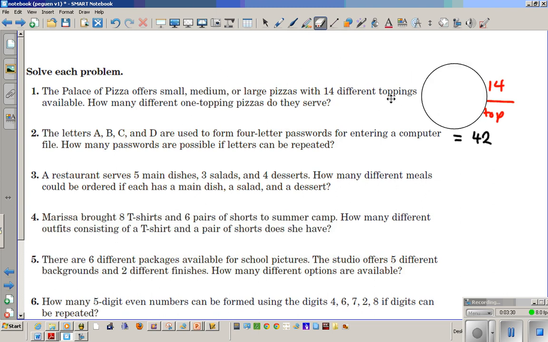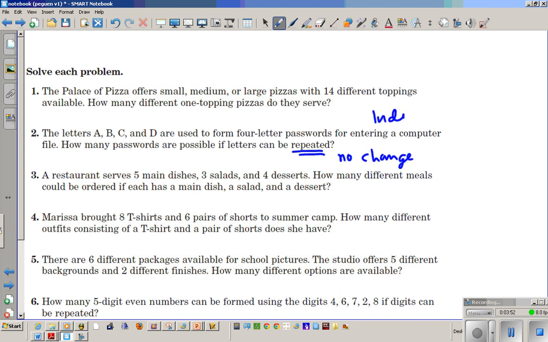In number two, letters A, B, C, D are used to form a four-letter password for entering a computer file. How many passwords are possible if letters can be repeated? Since the letters can be repeated, that means there is no change whatsoever. So if there is no change, guess what? This is independent. It's independent because you can keep repeating, so it doesn't really matter after you select a letter. Let's go ahead and solve the problem. We're forming a four-letter password, right? So how many spots are we going to have? We're going to have four spots. One, two, three, four.